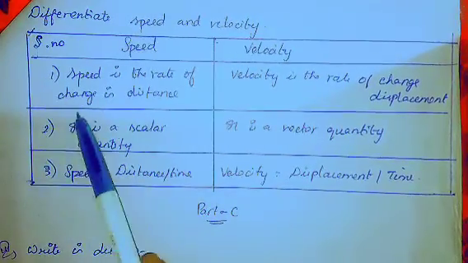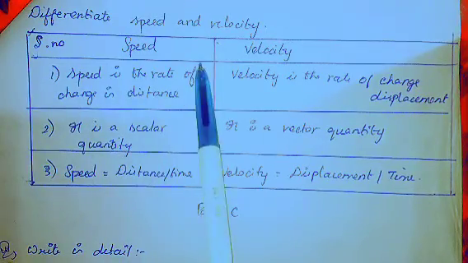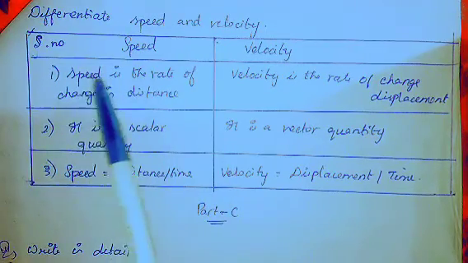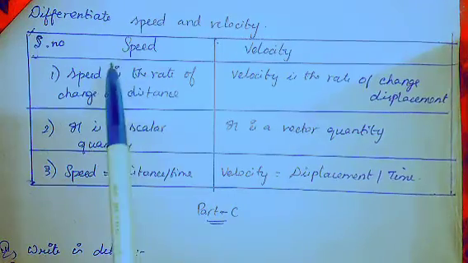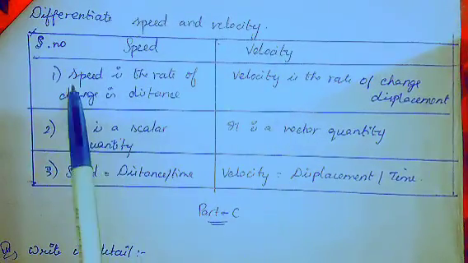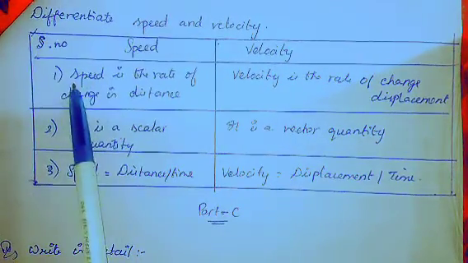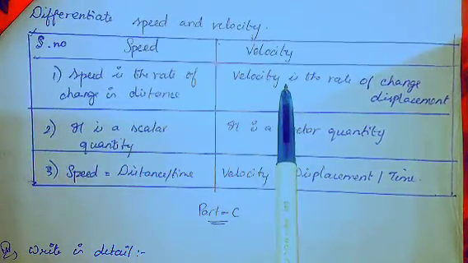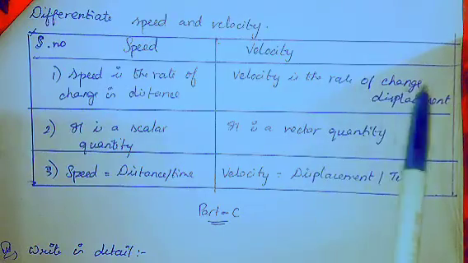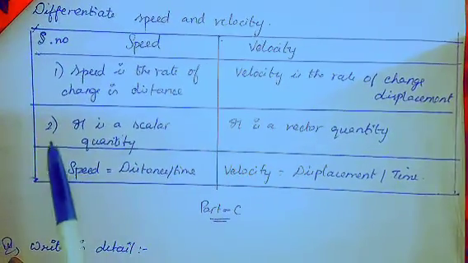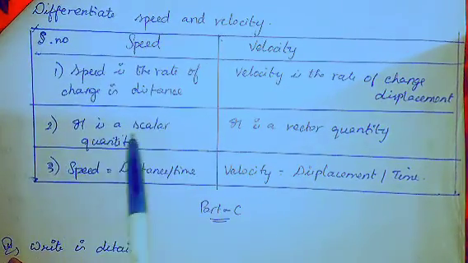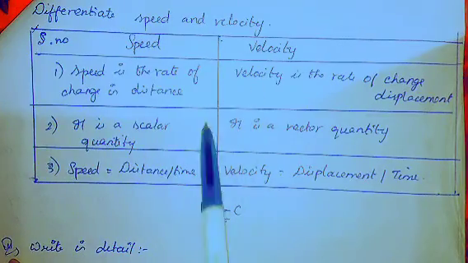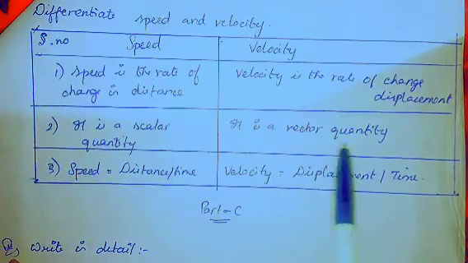And then third one, differentiate speed and velocity. The answer is a table of speed and velocity. Speed is the rate of change in distance. Velocity is the rate of change of displacement. Then, in speed, the second point is that it is a scalar quantity. In velocity, the second point is that it is a vector quantity.